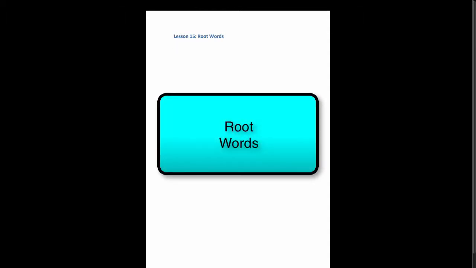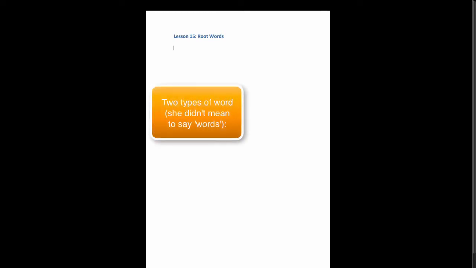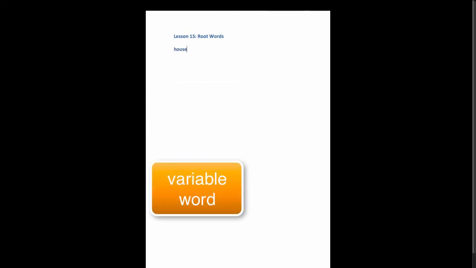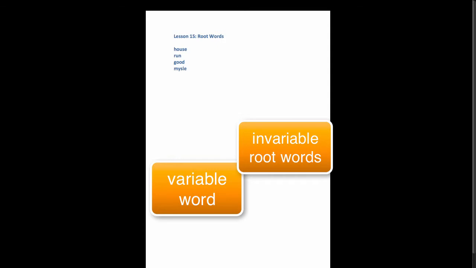The study of root words leads to all kinds of valuable information. For instance, did you know that there are two types of words? There are variable words, such as house and run and good. And then there are invariable words like myself and about and so and whether. What do I mean by variable and invariable?